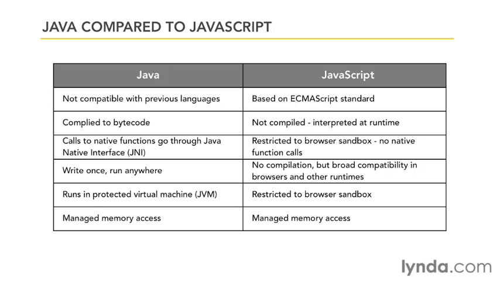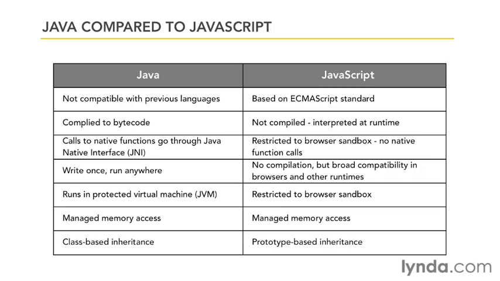Both languages manage the memory for you. Neither requires that you specifically allocate or deallocate memory. And in terms of inheritance, Java uses a traditional class-based inheritance, where you define classes and then inherit their functionality. JavaScript uses something called prototype-based inheritance. This model allows you to add functions, properties, and other functionality to a predefined class at runtime, something Java doesn't allow you to do.